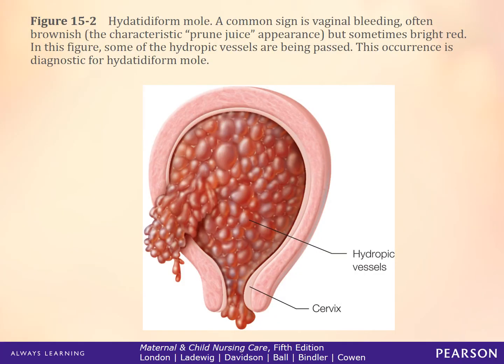So here's what it looks like, these grape-like clusters, and they'll start bleeding, and it's a brownish color, but sometimes it is bright red. And some of these vesicles are being passed, and that's what is diagnostic for a molar pregnancy.